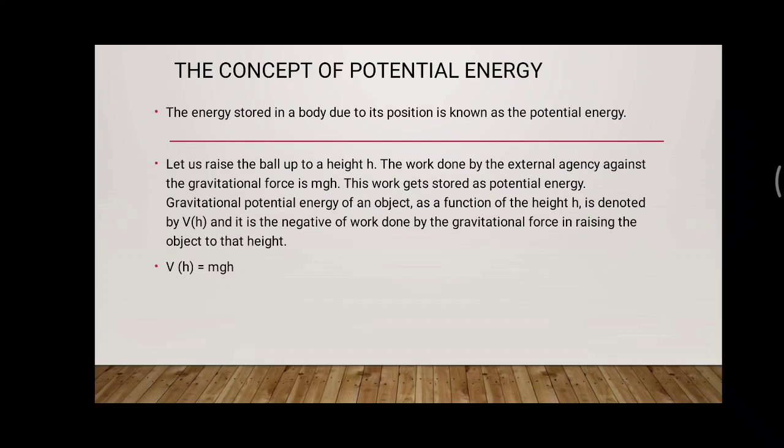The potential energy is the negative of the work done by the gravitational force in raising the object to that height. Actually, the g value is always considered negative, because the movement is upward and the gravitational acceleration is acting downwards. So taking g as negative, the negative of the work done by the gravitational force will be minus of minus mgh, that is mgh. This mgh is the potential energy stored in a body at a height of h.